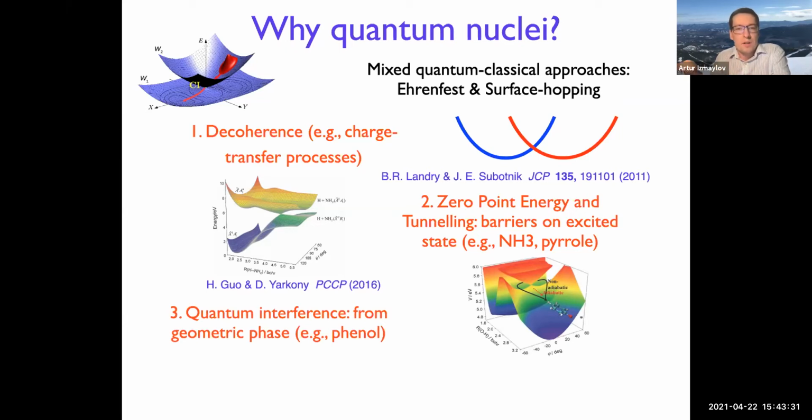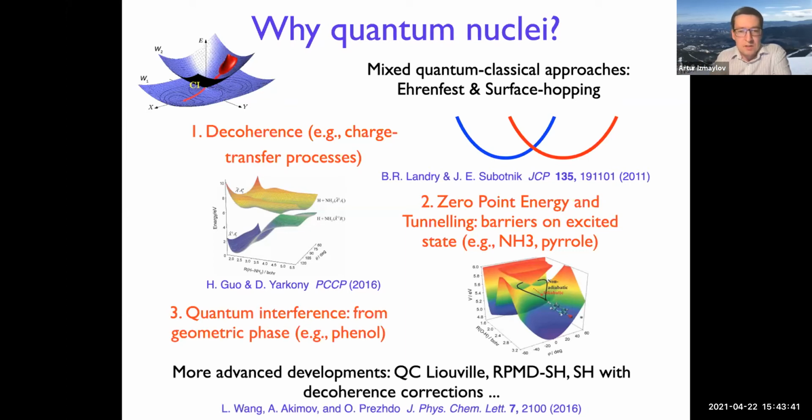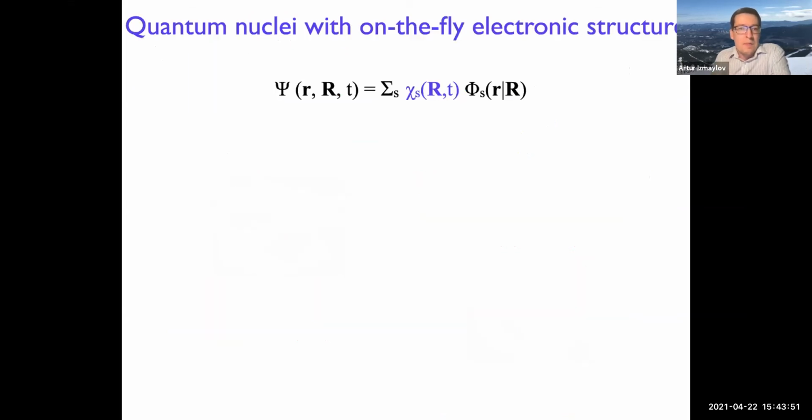So if you want to consider things from first principles and account for all these effects, then you need to stick to quantum nuclei. Even though there are some interesting recent reviews on how to incorporate those effects in classical methods. For people who are interested, please follow the reference below. Now, our approach is to consider this full wave function as a Born-Huang expansion.